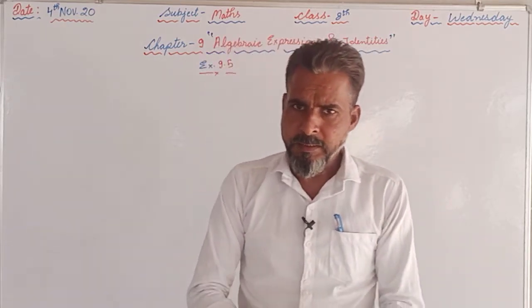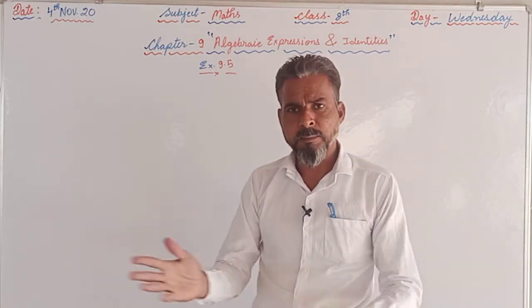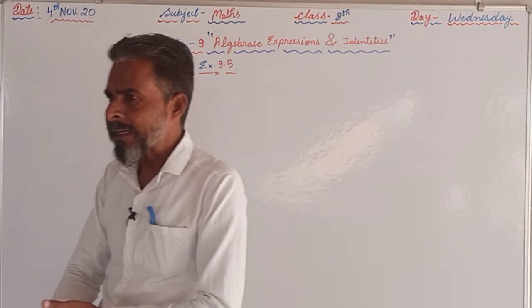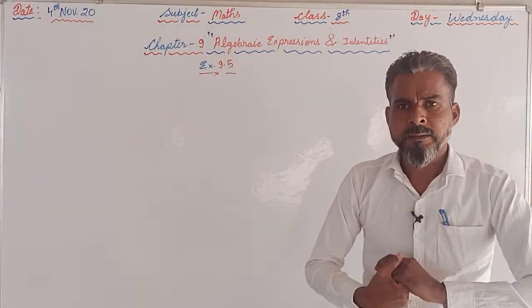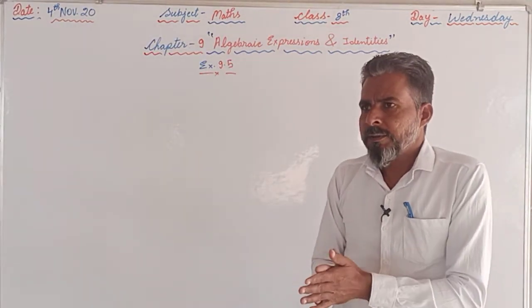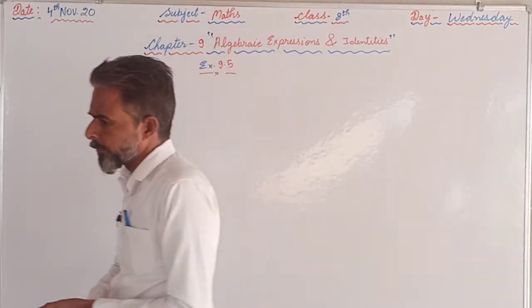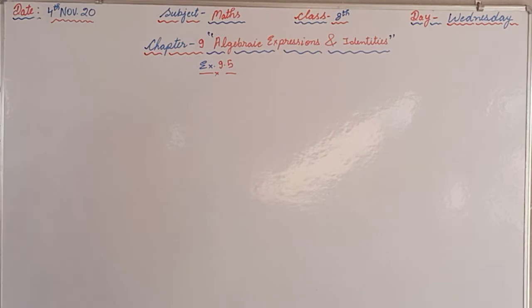This video is for class 8th and the subject is maths, and we are supposed to continue the same chapter, that is chapter number 9, and the name of the chapter is algebraic expressions and identities. So as we were proceeding with exercise 9.5, we have completed up to question number 6. So today we will start with question number 7.